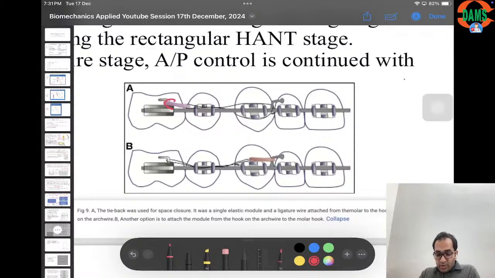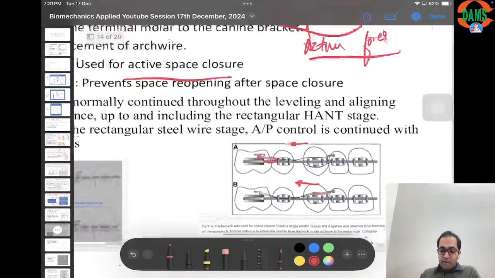So the amount of stretching: the more we tighten this ligature, the more the elastic module stretches. Okay, and what will happen? When it stretches, because of its elasticity tendency, it will try to come back to its original diameter, and with it will bring back the teeth along with it. So this is the function of active tie back.